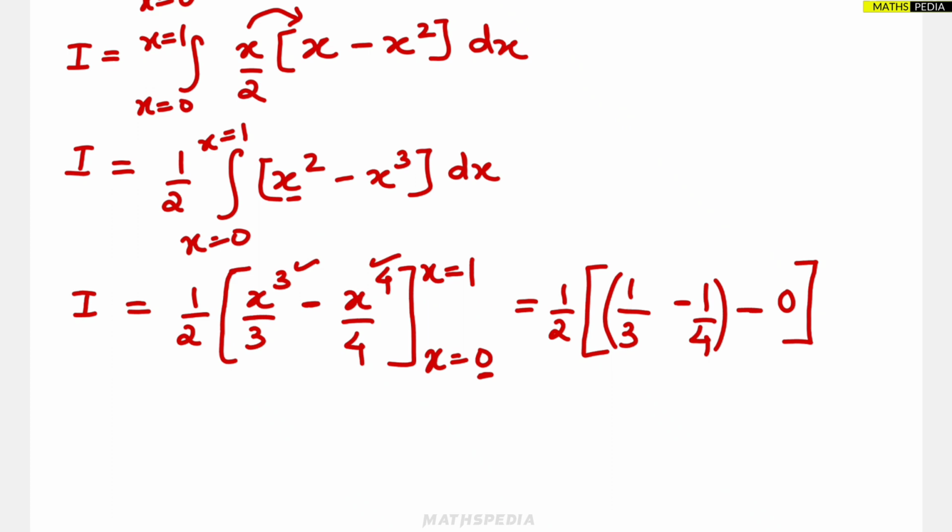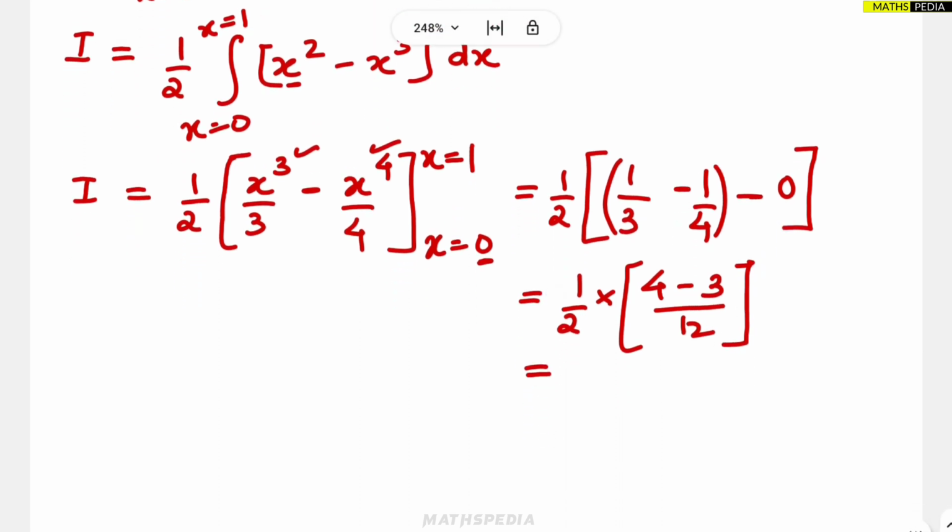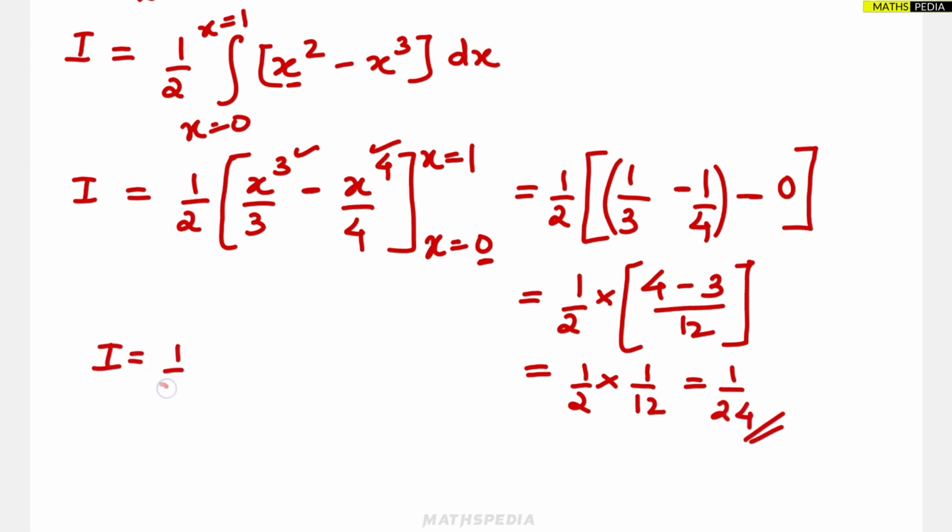Then this particular thing, how much are you getting? 1 by 2 into this thing will simplify. So 4 minus 3 by 12, right? The LCM part. 4 minus 3 is 1. So it will be 1 by 12, times 1 by 2, which is equal to 1 by 24. So this will be the answer. I is equal to 1 by 24.